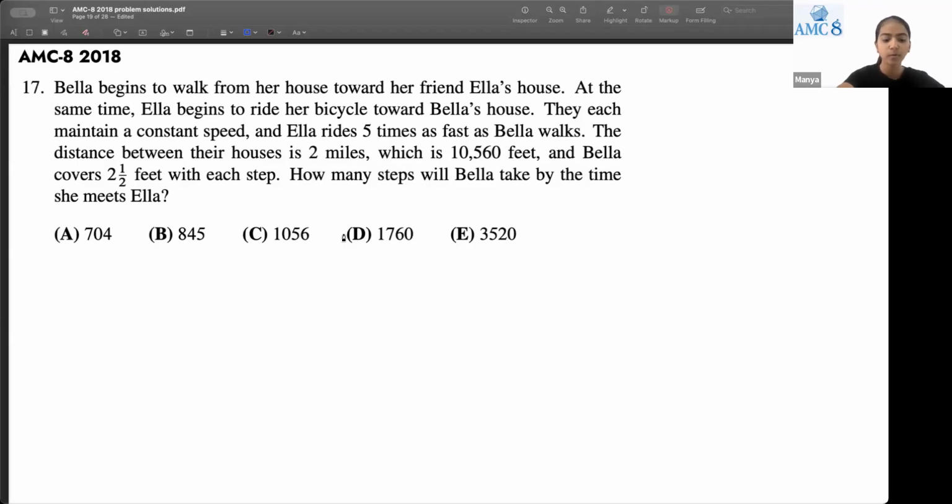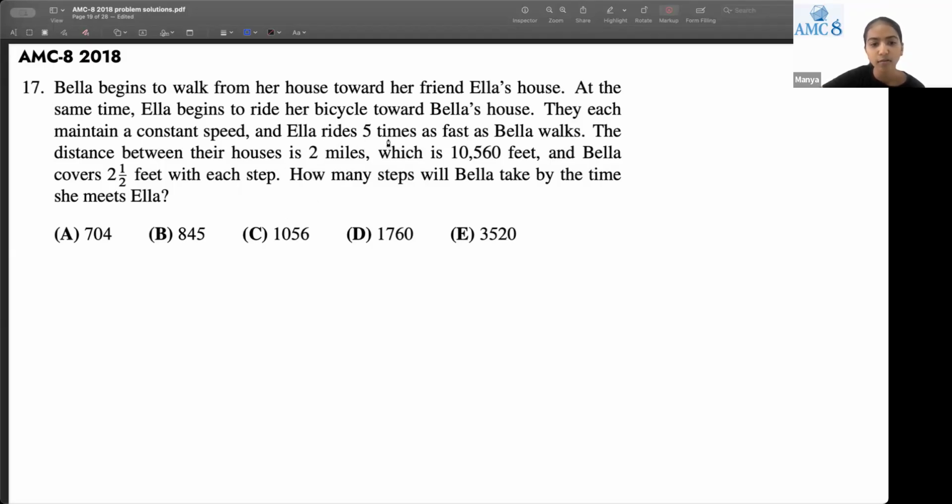The distance between both of their houses is 2 miles, which is equal to 10,560 feet. And Bella covers 2.5 feet with each step. How many steps will Bella take by the time she meets Ella?